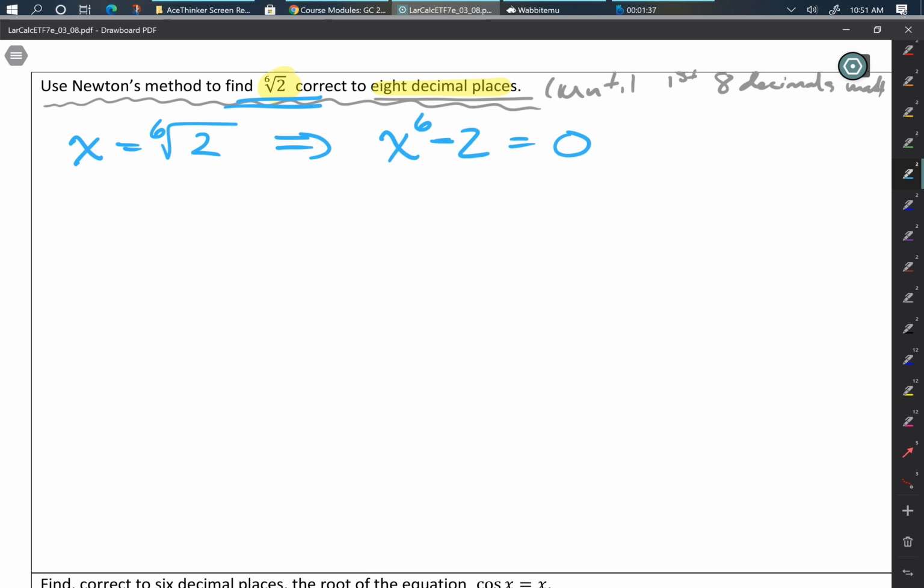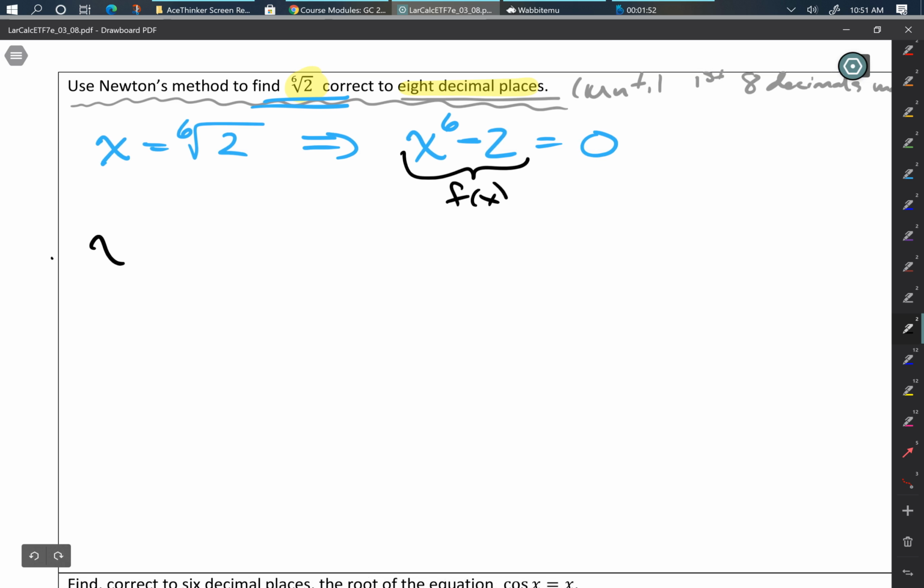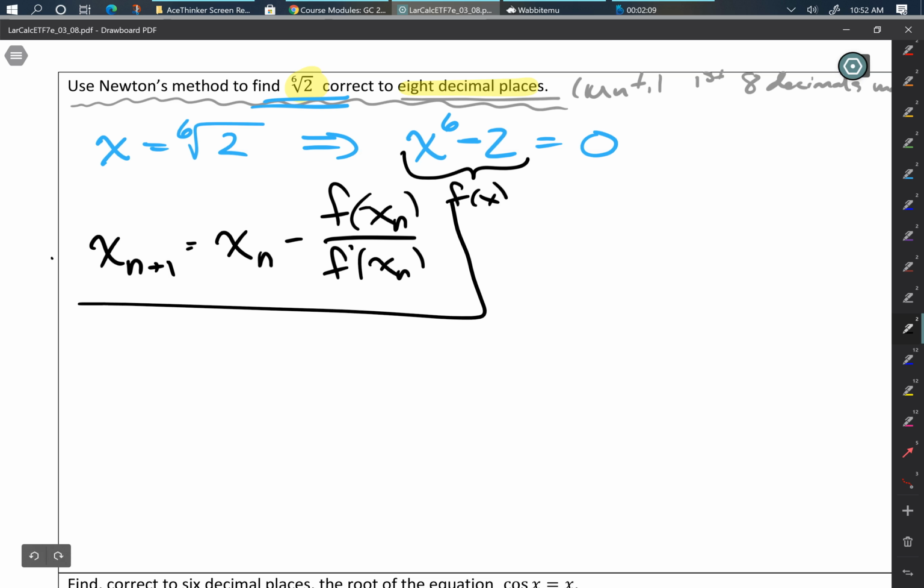Raise both sides to the 6th power, move the 2 over, and now I have a function, f of x, that I can set equal to 0. Okay? All right, so Newton's method says that x sub n plus 1 is equal to x sub n minus f of x sub n divided by f prime of x sub n. Which means that I need all of this information to get moving here.